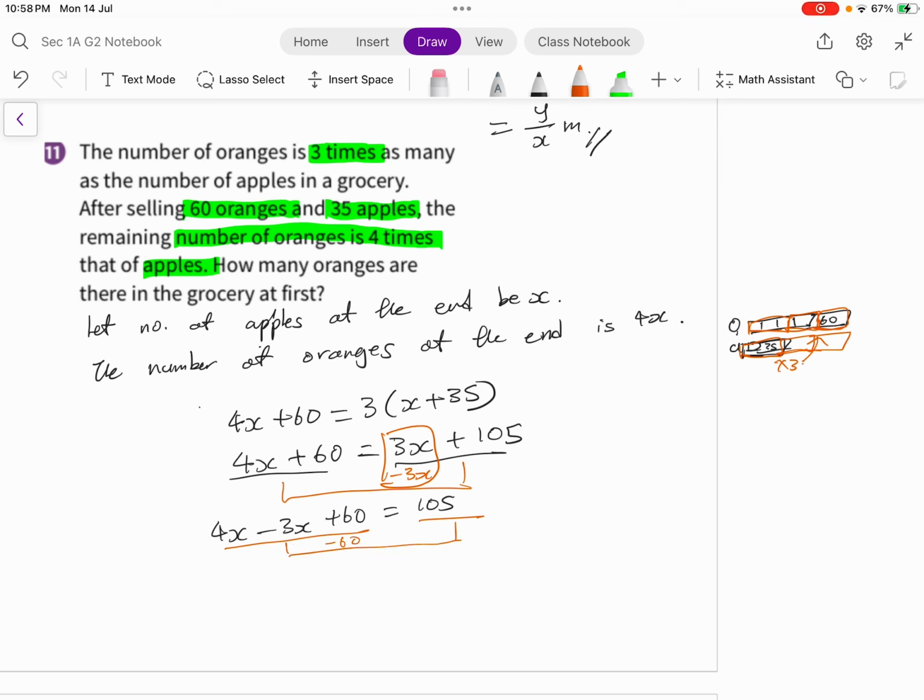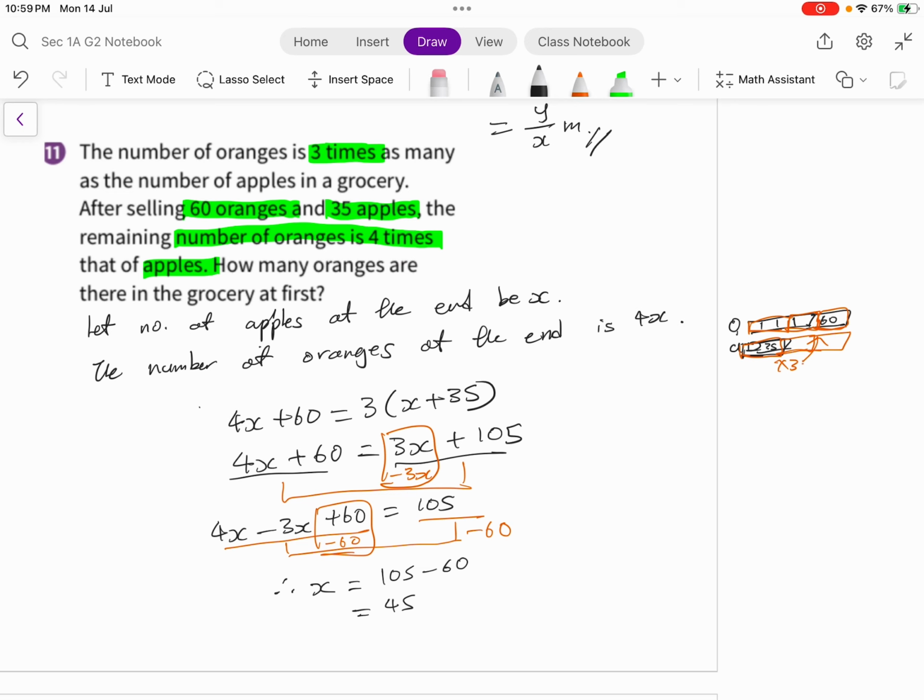So I remove the 60 from here. So I minus 60, and I minus 60 here. So 4x minus 3x is x. I don't need to write the 60 because I've gotten rid of it, but I have to write 105 minus 60 goes to 45.